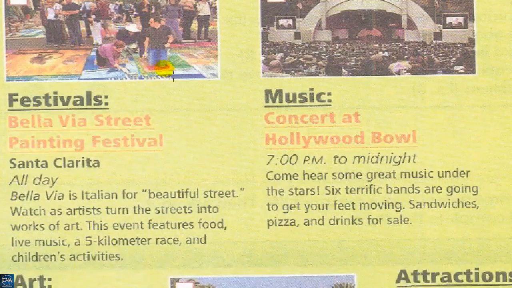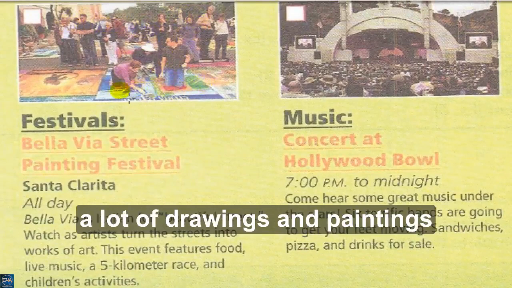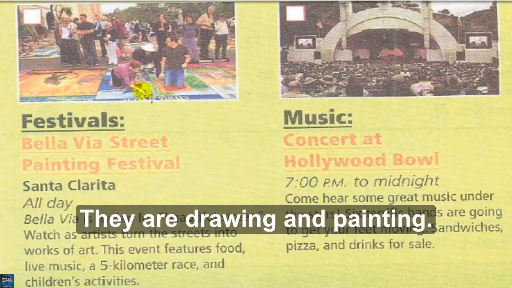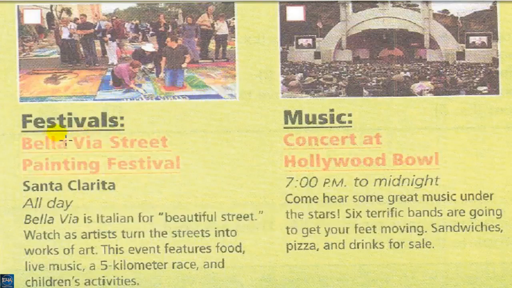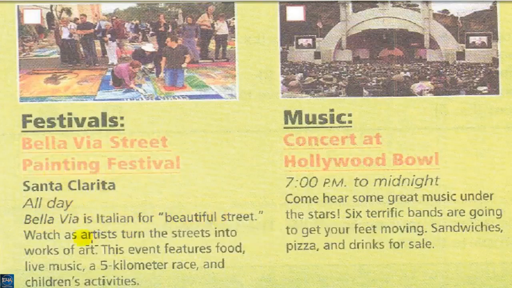Number 1. Look at the picture of number 1. What do you see? Some young men and young ladies. A lot of drawings and paintings. They are drawing, painting. These are festivals. Bella Via Street Painting Festival, a celebration for painting and drawing. Santa Clarita is the name of the place. All day. Bella Via is Italian for beautiful street. Watch as artists turn the streets into works of art. So here all the artists came and decorate the streets.